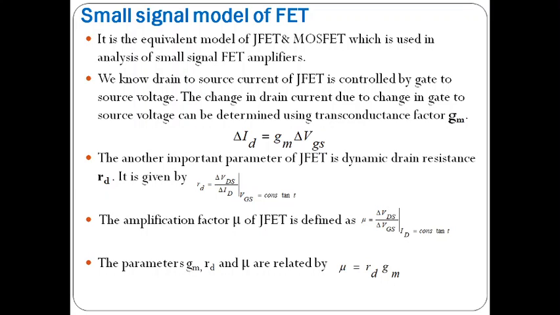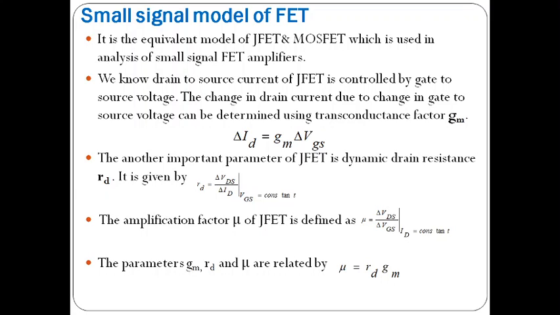Another important parameter of JFET is the dynamic drain resistance. It is rd, given by rd equals change in VDS by change in drain current ID. We consider VGS equals 0; we already know this is drawn from the VDS and ID characteristics, the VI characteristics of JFET, with VGS equals 0.